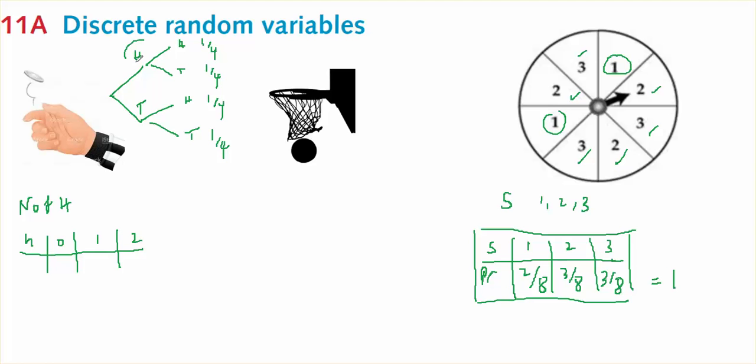This is getting 2 heads, so 2 heads is 1/4. This is getting no heads, so that's going to be 1/4. And getting 1 head is getting a head and a tail or a tail and a head, which will give you a 1/2. So this is my probability distribution. All of my probabilities add to 1.